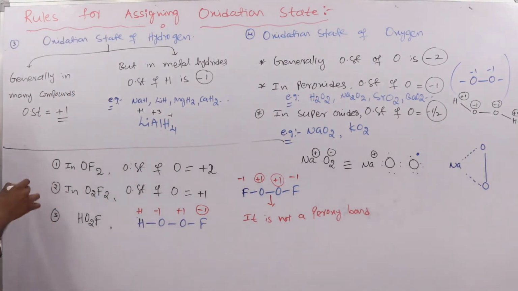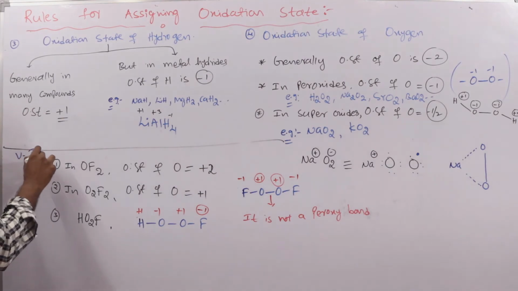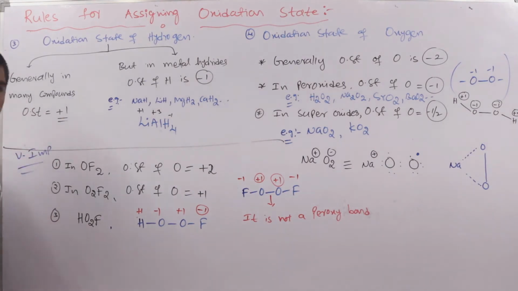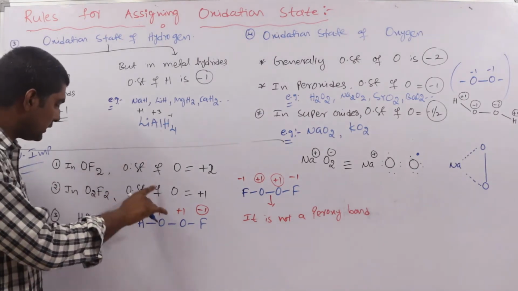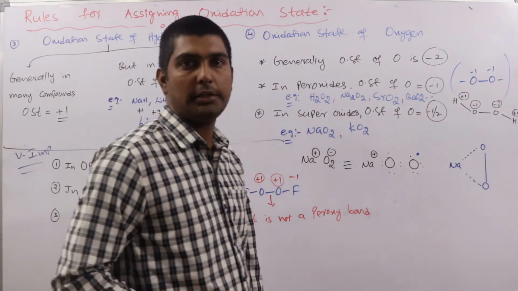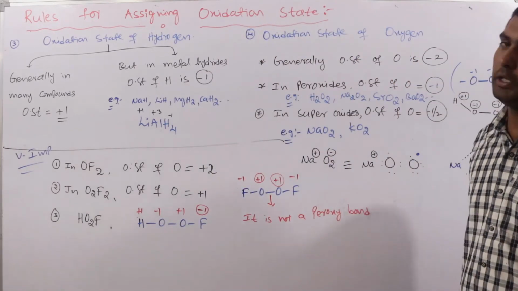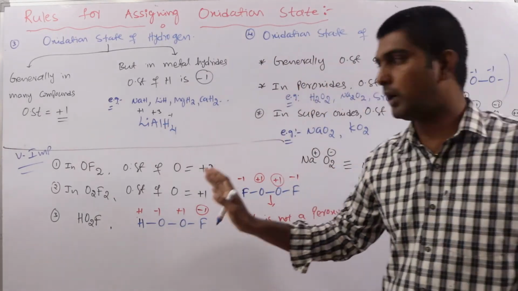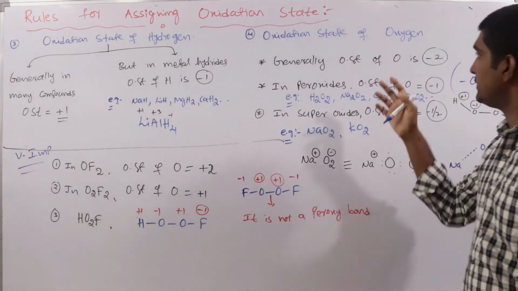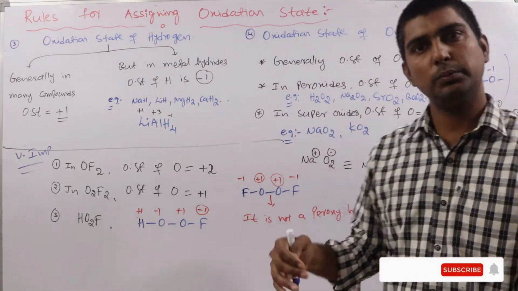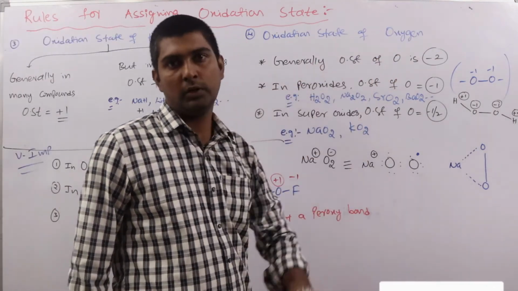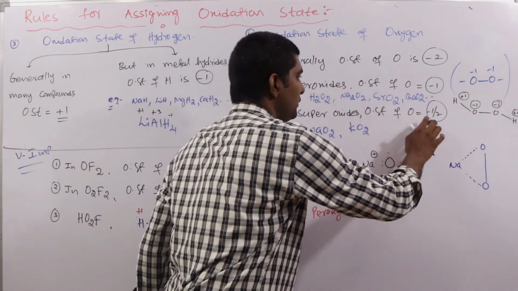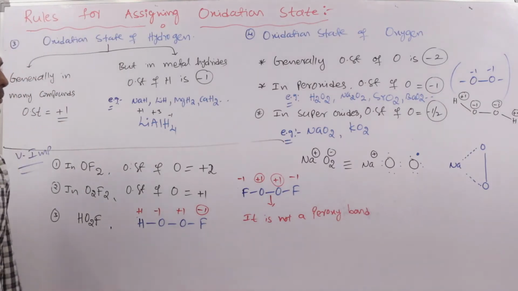Okay, so these three examples are very important for competitive exams. These are the three molecules in which oxygen exhibits +1 oxidation state. In all other cases it is negative only: -2, -1 or -1/2, mostly -2. Okay, in peroxides -1, in superoxides -1/2.